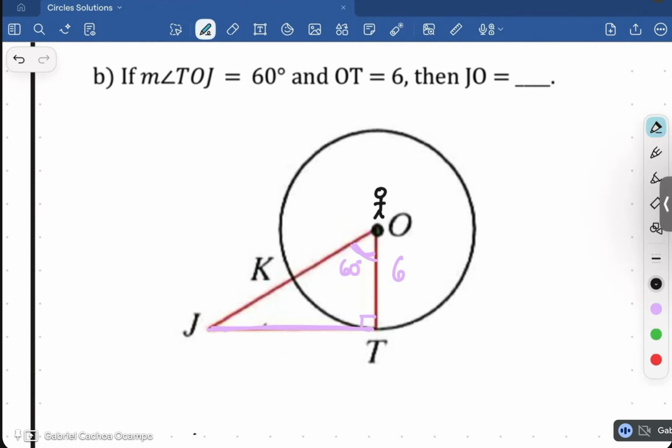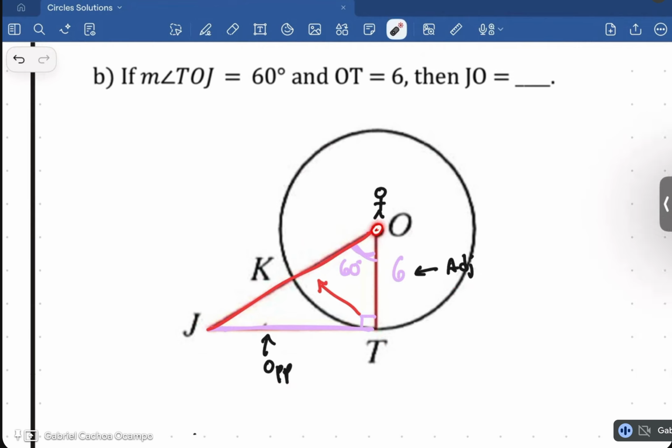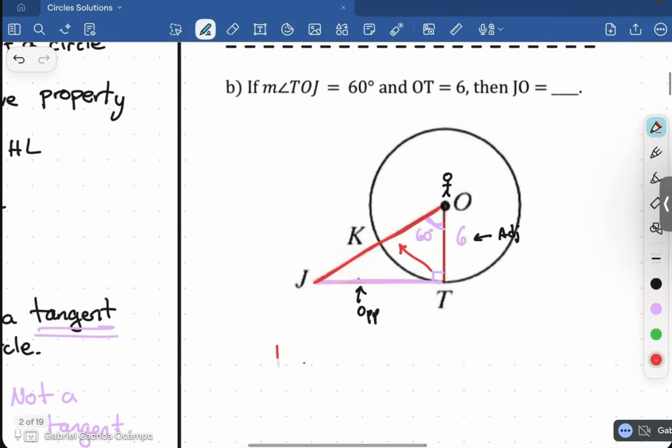So if I stand here, this guy is an adjacent, and the side that I am trying to find is an opposite. It is not a hypotenuse. Remember, the hypotenuse is in front of the 90 degree angle. It is an opposite because if I stand here, it is opposite to me. What relates adjacent and opposite is the tangent. So tangent of 60 equals opposite over adjacent.